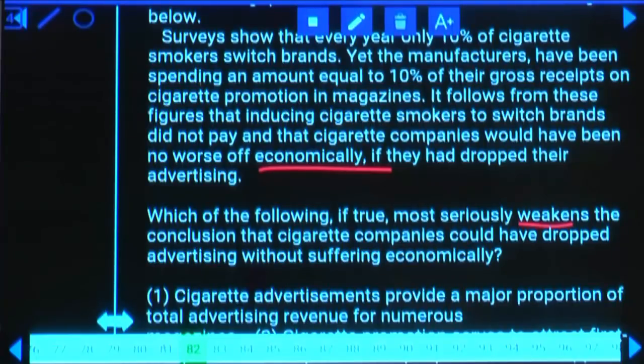వాడు ఏమంటున్నారు చెప్పండి, పైన అడ్వర్టైజింగ్ ఆపేయడం వల్ల వాళ్ళకి పెద్దగా నష్టం వచ్చేది ఏమీ లేదు అని అంటున్నారు. కనుక మనం ఇప్పుడు అది వీకెన్ చేయాలనుకుంటే ఏం చేయాలి, ఆపేయడం వల్ల దానికి నష్టం వస్తుంది అని మనం చెప్పాలి. That is directly contradicting. అదే స్ట్రెంథనింగ్ అడిగాడు అనుకోండి, స్ట్రెంథనింగ్ అడిగితే అప్పుడు ఏం చేయాలి చెప్పండి.